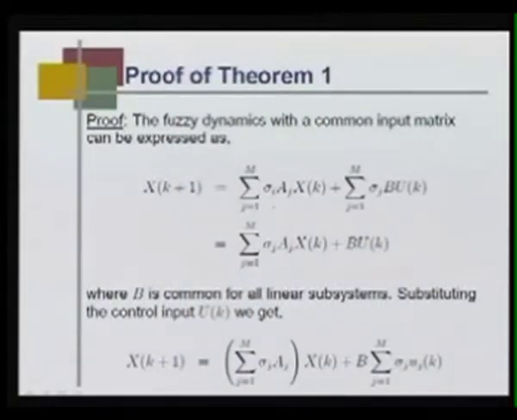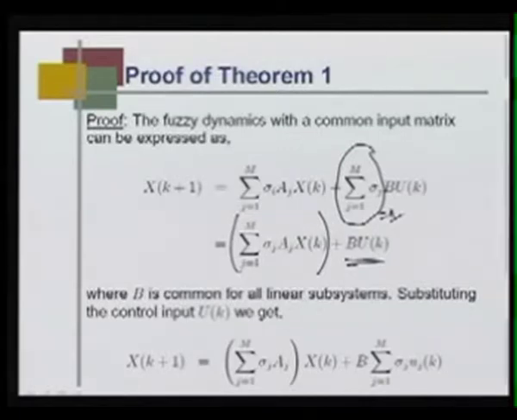So, the fuzzy dynamics with a common input matrix can be represented as x(k+1) equals, as we have already shown, sigma over j equal to 1 to m of mu_j A_j x(k), plus similarly sigma over j equal to 1 to m of mu_j B, not B_j, because the input matrix is common, times u(k). So, we expanded that. Now I can club this: sigma mu_j A_j x(k) plus B u(k). You can easily see the sum of the mu_j is 1, hence this is simply B u(k), where B is common for all linear subsystems.